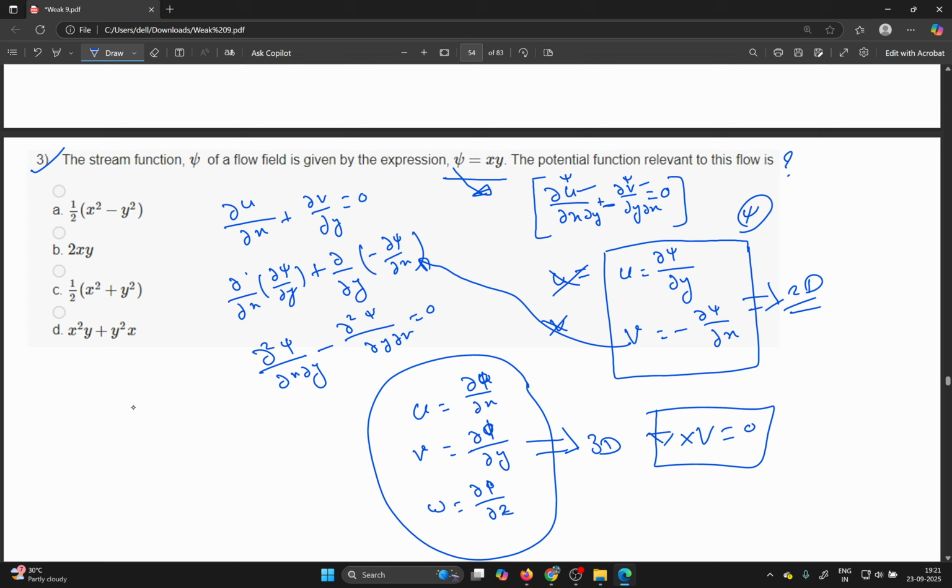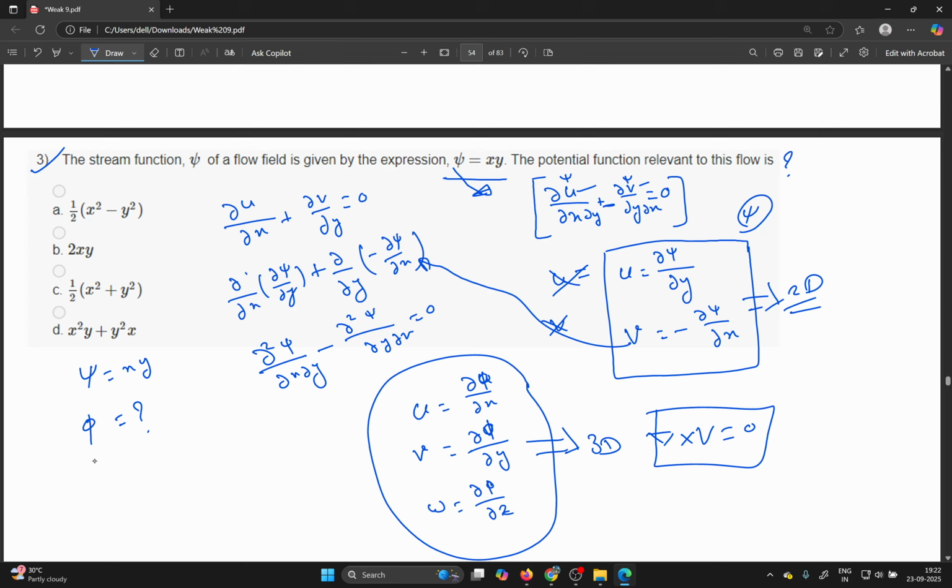So you have the stream function psi is equal to xy. You have to calculate the potential function, phi is equal to what? So how will you calculate? You have this relation: u is equal to del phi by del x, and similarly u is equal to del psi by del y. v is equal to del phi by del y here, and v is equal to minus del psi by del x. So very easily you can do it here.